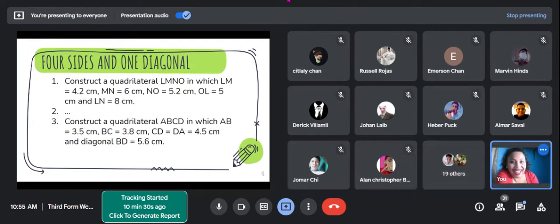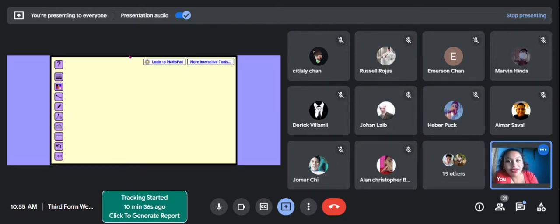Okay, so let me switch to my constructing board. We're going to start with question number one, which reads: construct a quadrilateral LMNO. Automatically, when you hear the word quadrilateral, you are thinking four sides. That's why the question is giving me four letters. It gives me the sides LM to be 4.2, NM to be 6, NO to be 5.2, OL to be 5, and LN to be 8. That is what the question gives you.